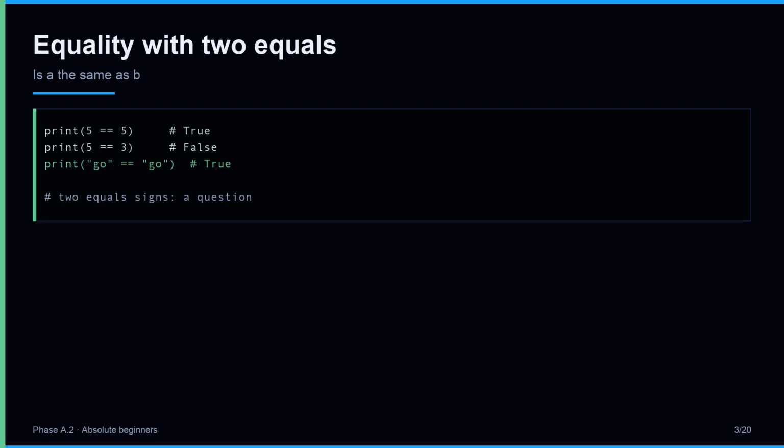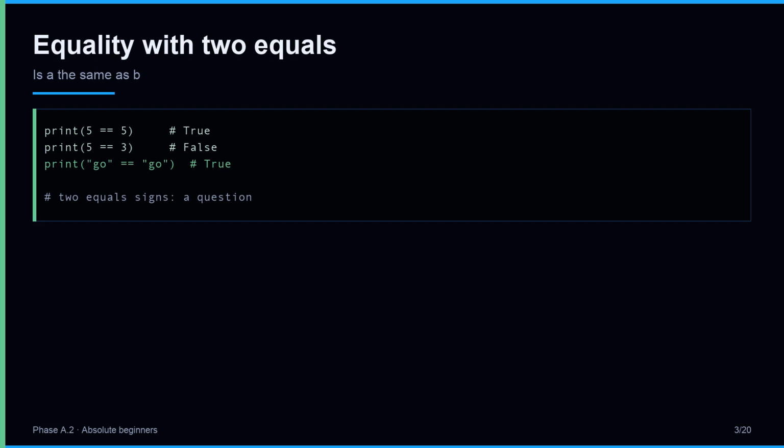5 equals 5 is true. 5 equals 3 is false. It works for text too. The string go equals the string go is true. Read the double equals as a question. Is the left the same as the right? Notice it takes 2 equals signs, not 1. That detail matters so much that we will spend a whole moment on it shortly.